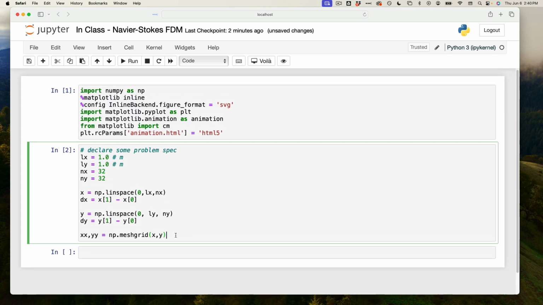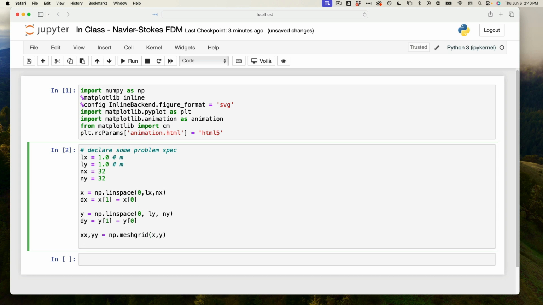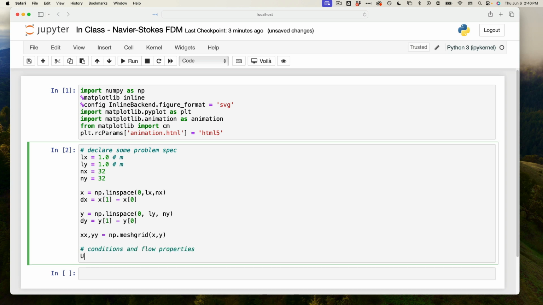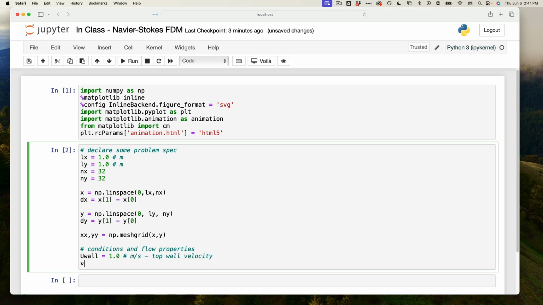Let's define the conditions and flow properties. U wall is 1.0 meter per second, so that's the top wall velocity, and nu, which is mu over rho, kinematic viscosity, just I don't know, 0.05, doesn't matter.